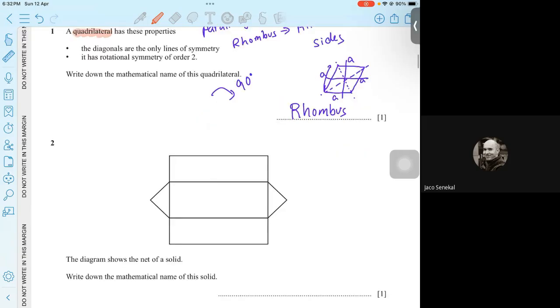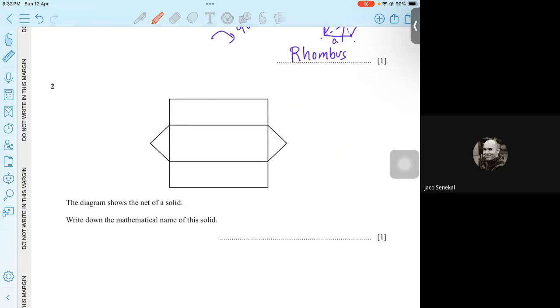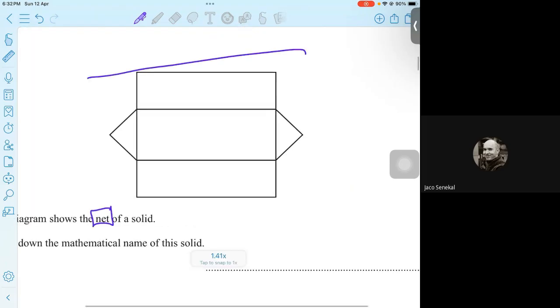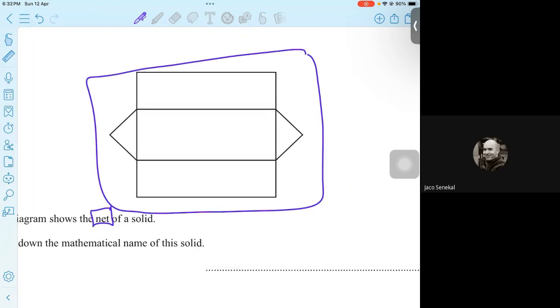Okay, thank you. So the next question says that the diagram shows the net of a solid. A net basically means that if you have a 3D shape and you, for example, open all the sides up, you should get something like this. The best way I can represent this is the Toblerone chocolate. If you open the wrapper entirely, it looks exactly like this.